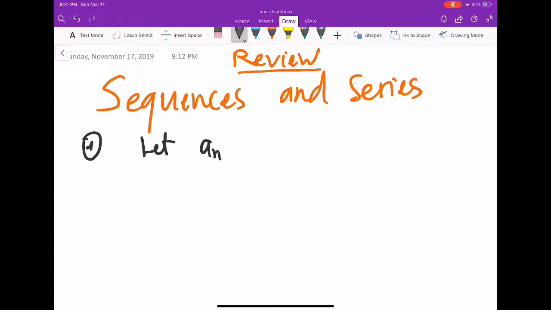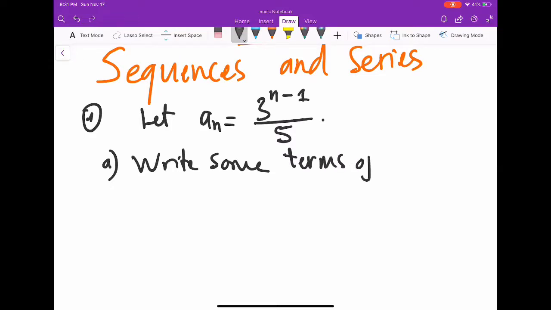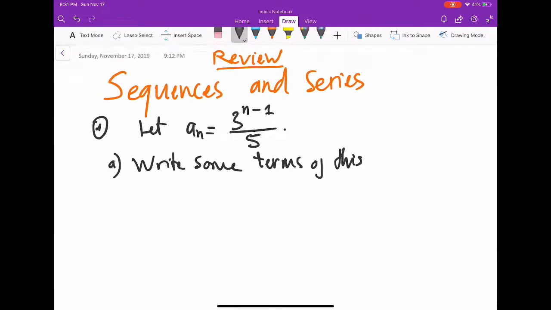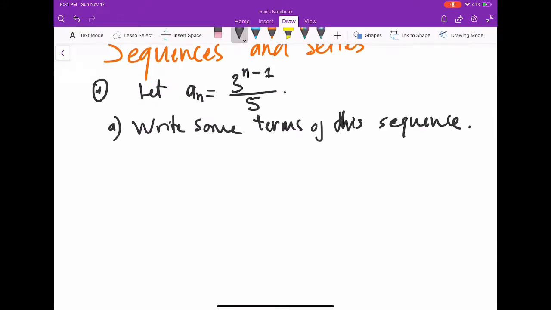Let a_n equal 3^(n-1) over 5. Let's write some terms of this sequence, and then in the second question we will determine whether this sequence converges or diverges. In order to write some terms of this sequence, we just plug in n equal to 1, 2, 3, 4, 5, and so on.